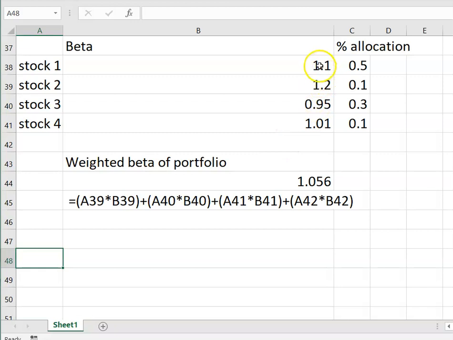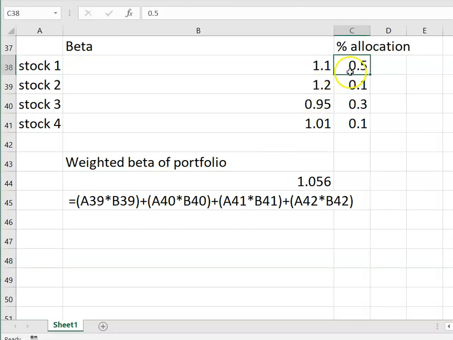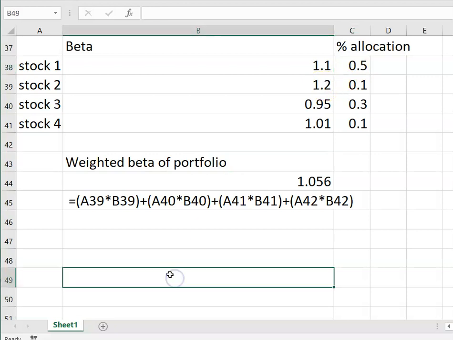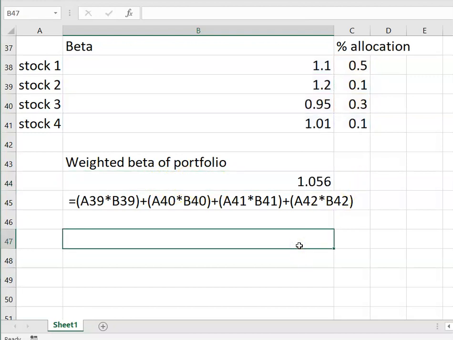Well, it's simply the beta of the stock times the percent allocation in it. It's just like the expected returns. Take a look. There they are. So you take the beta times the percent allocation of one stock, the beta times the percent allocation of the other stock, and all the way through. And I get the beta of my portfolio is 1.05.